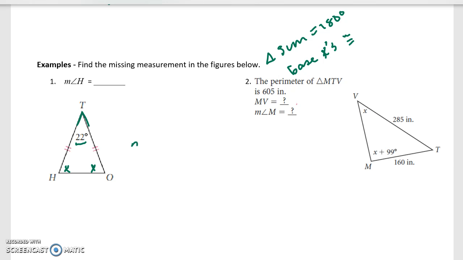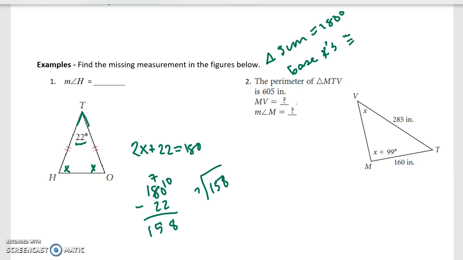So if I want, I could write an equation: 2X plus 22 is 180. Or I could solve that equation by subtracting 22 and dividing by 2, or I could just do some arithmetic by taking 180 minus 22 and then dividing that answer by 2. It doesn't matter how technical you want to get. Sometimes I like writing an equation just to remind myself I can. So that would be 158 for H and O, but remember they are congruent. I'm just doing this by hand, but you can certainly use a calculator. And so the measure of angle H is 79 degrees.